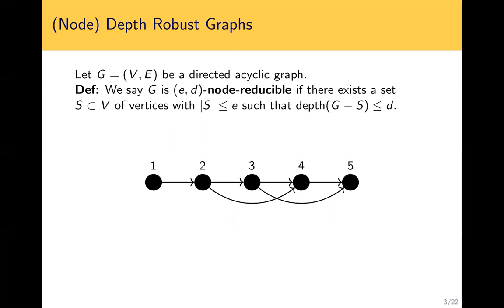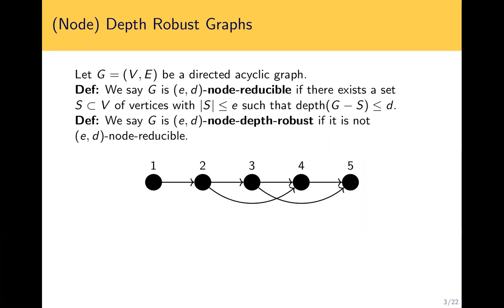So to define depth robust graphs, we'll first define a maybe simpler related notion. If G is a directed acyclic graph, then we say G is (e,d) node reducible if there's some set of vertices of size at most e, such that when we remove all those vertices, the depth of the remaining graph is less than or equal to d. And then we'll say that G is (e,d) node depth robust if it's not (e,d) node reducible. As an example, we have this graph here, and if we just remove node 2, then the depth of the graph is 3. So we say that this graph would be (1,3) node reducible, and node depth robust would just be not node reducible.